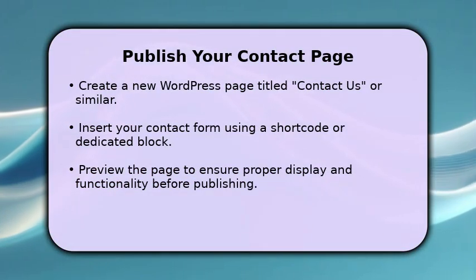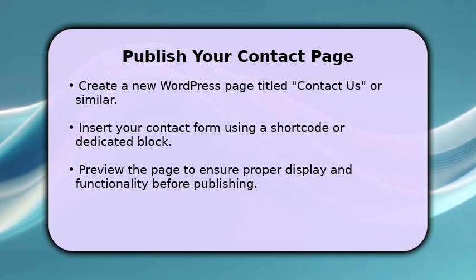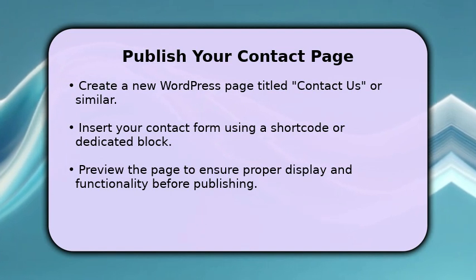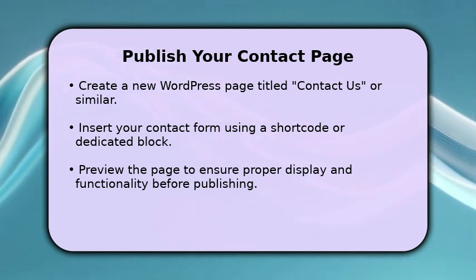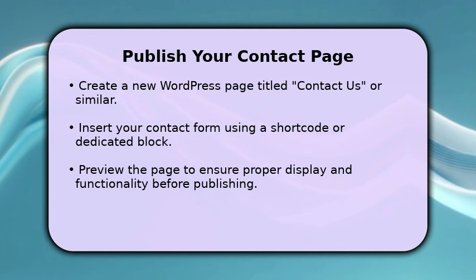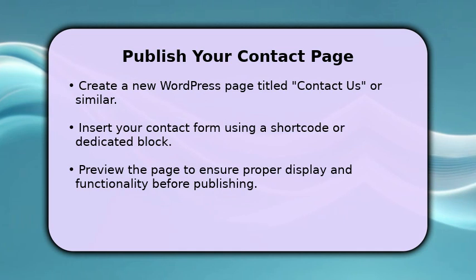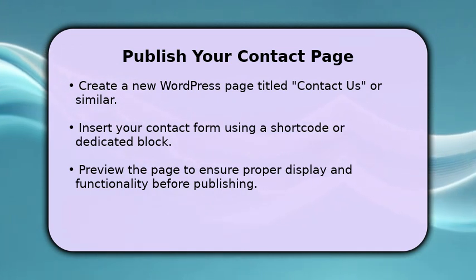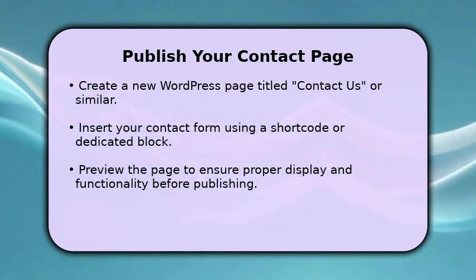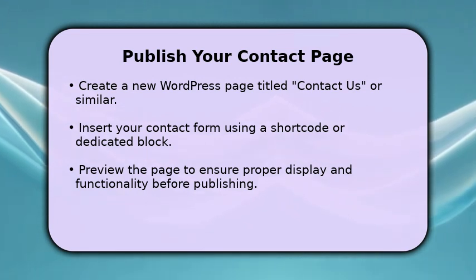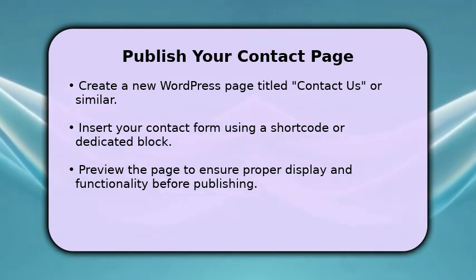Finally, it's time to make your contact form live. Create a new WordPress page, perhaps titled Contact Us. Then, simply insert your newly built form onto this page, usually by using a shortcode provided by the plugin or a dedicated block in the editor. Always preview the page thoroughly to confirm everything looks and functions perfectly. Once satisfied, hit Publish to make your contact page accessible to all your website visitors.